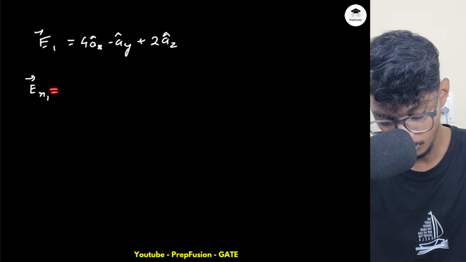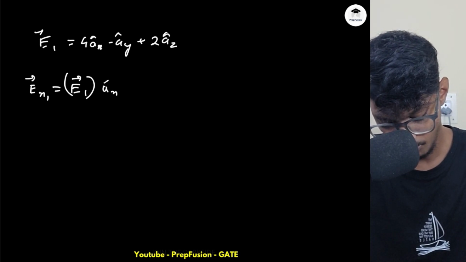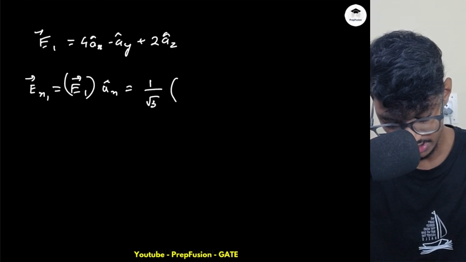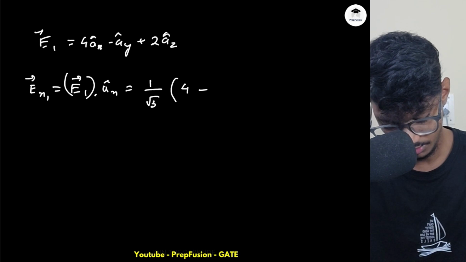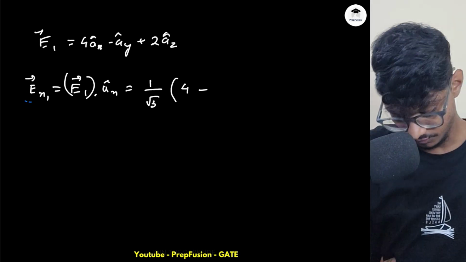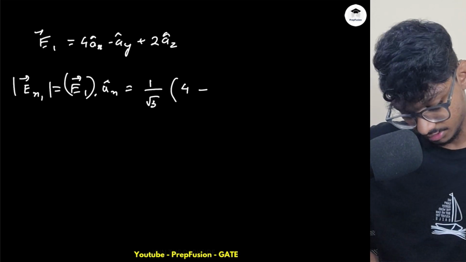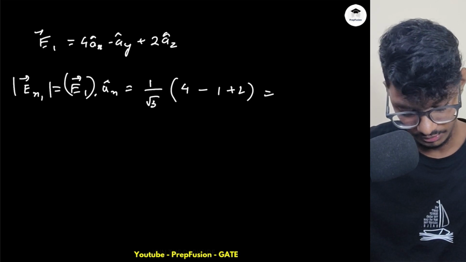What you have to do is go by the basics. What to do in the basics? Basically, take the dot product with the normal vector, right? So if I take the dot product with the normal vector, which is (ax + ay + az) by root 3, then 1 by root 3 will be outside, and simply 1 will get multiplied to 1 minus... this is the magnitude of the normal component, basically 4 minus 1 plus 2. So this actually becomes 3 plus 2, 5 by root 3.